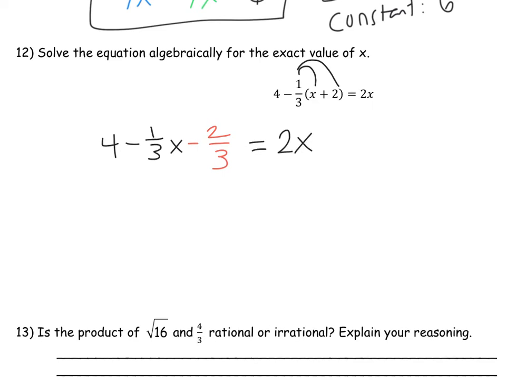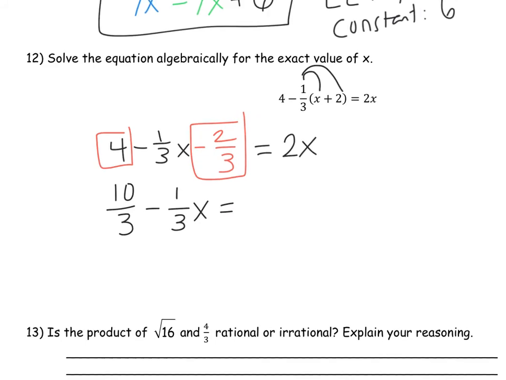Now, on the left-hand side, we see we have some like terms, the 4 and the negative 2/3. So let's combine those. So we're going to do 4 minus 2 over 3. Math, enter, enter. And that is 10/3. So we're going to put 10/3 minus 1/3 x is equal to 2x.